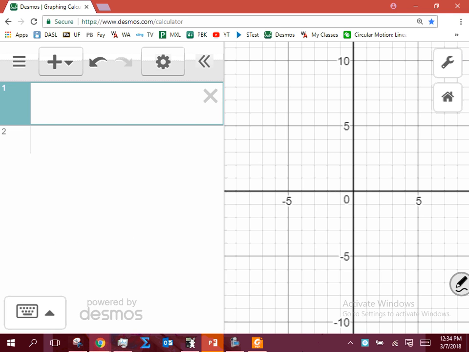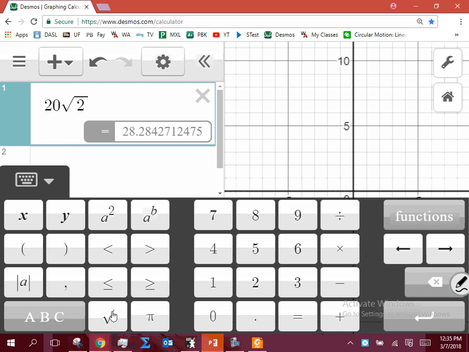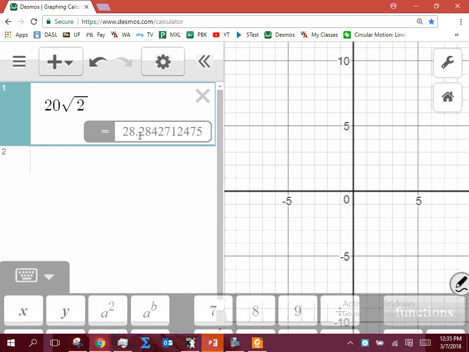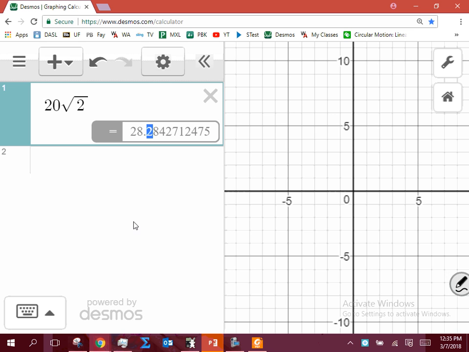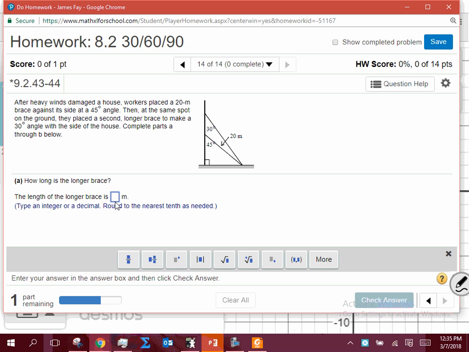All right, so that being said, I'm going to figure out what was it, 20 radical 2? So here's the thing, 20 square root of 2, it writes it out and it shows me what I am looking for as a decimal. Now it says round to the 10th place, so I'm going to look at that 2. That's the one I'm going to round, and the 8 tells me how to round it, right? So I'm going to round it 28.3. So 28.3.